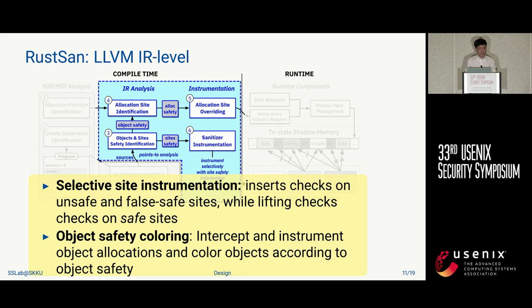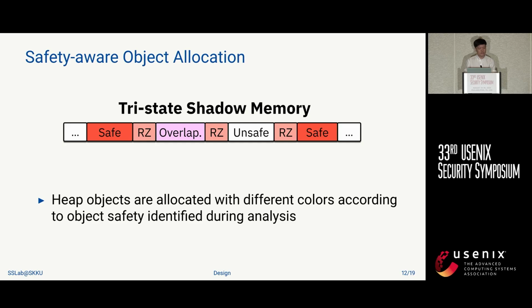With the analysis result of site and object safety information, our LLVM compiler passes perform instrumentation over object allocation sites and their memory access sites accordingly. In original ASan, the shadow memory color check is binary. However, RustSan colors the object with 3 safety levels based on the site and object safety that we explained. Safe object color is red and overlapping object color is pink. For this reason, RustSan extends the ASan shadow memory implementation to reflect our Rust safety model.